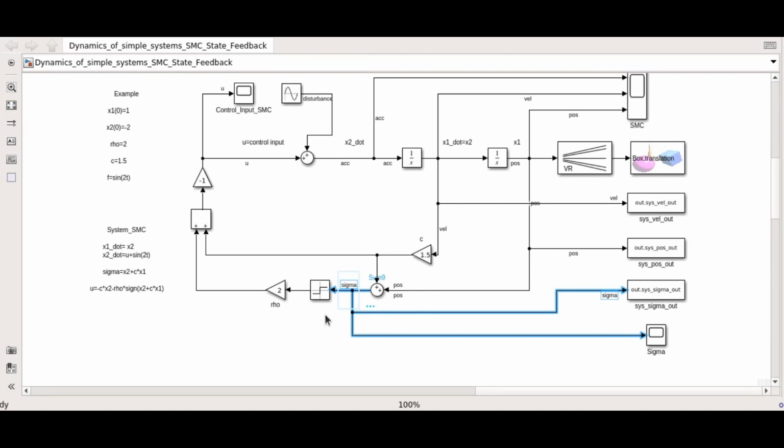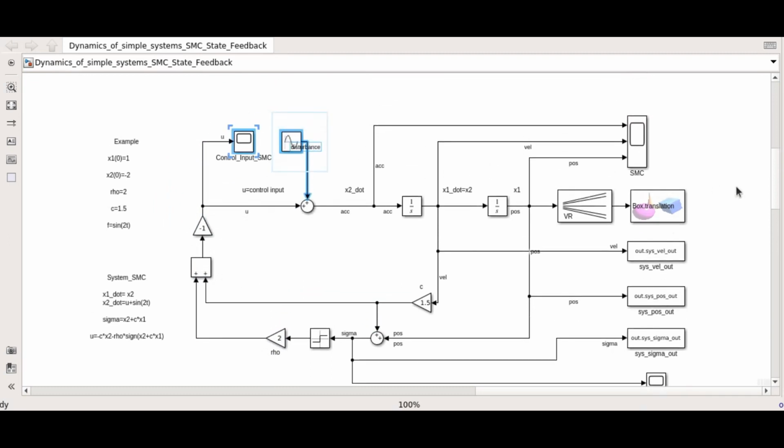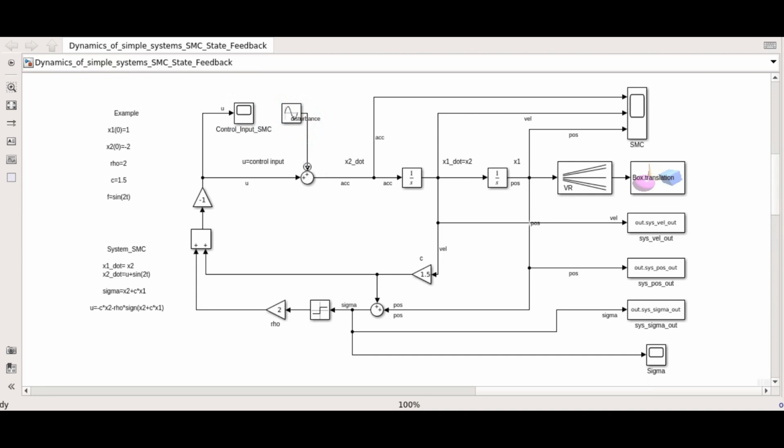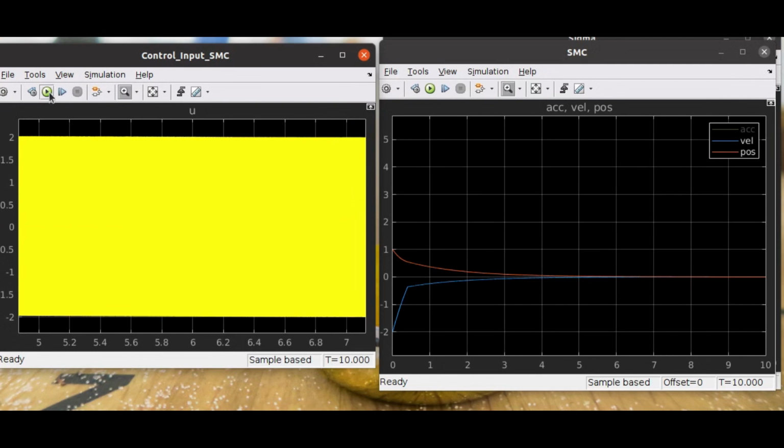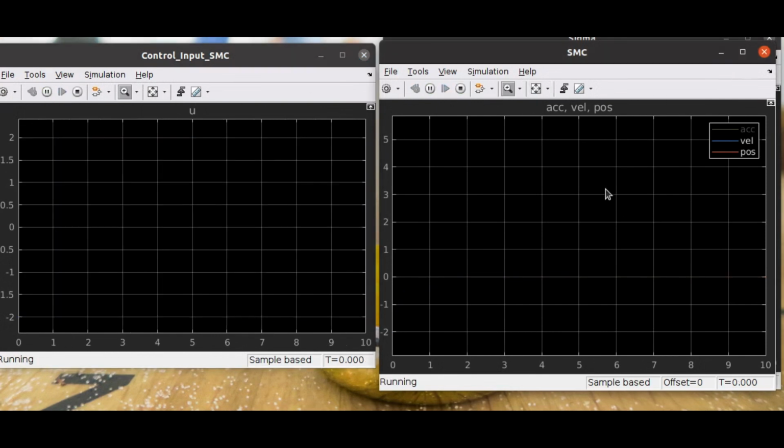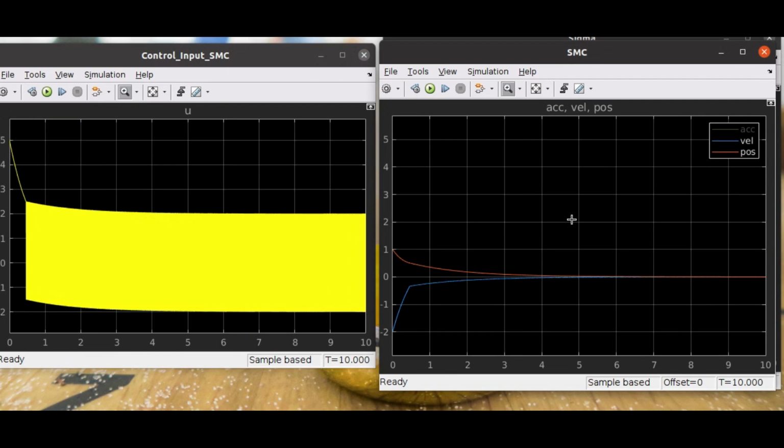Let me elaborate this point. In the ideal case, the input u should have come to 0 because the sigma should have come to absolute 0. But in this case, we can see that the sigma has not gone to absolute 0. So what do you think may be the cause that sigma has not gone to 0? Is it the disturbance that is inducing some velocity and change in position which is making the sigma not equal to absolute 0? Let us take a look.